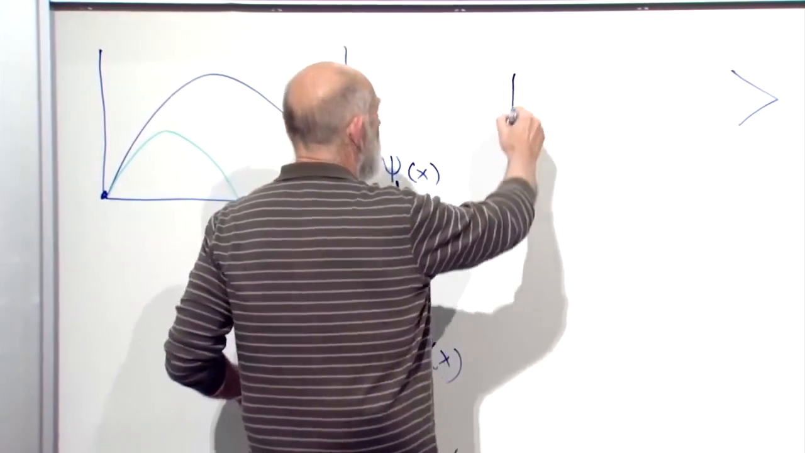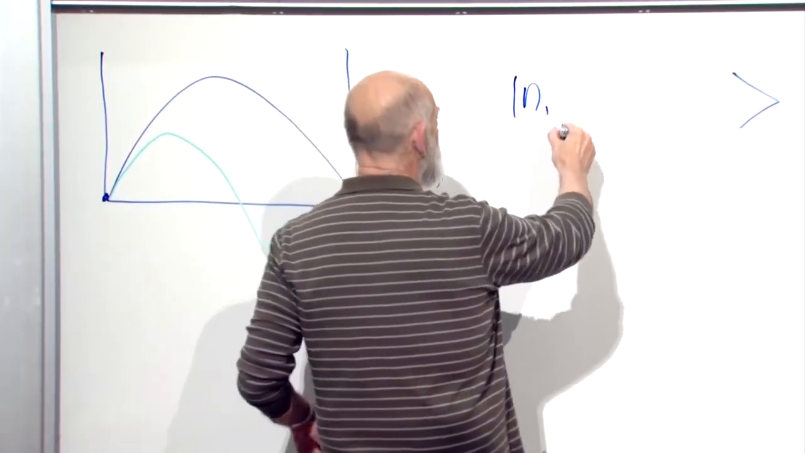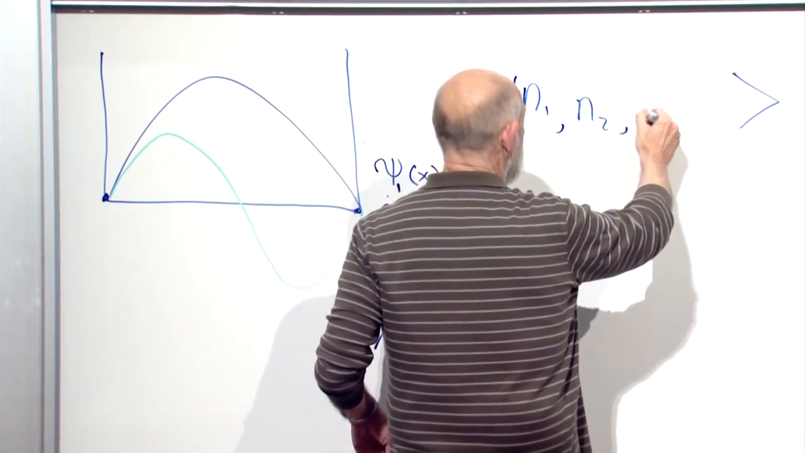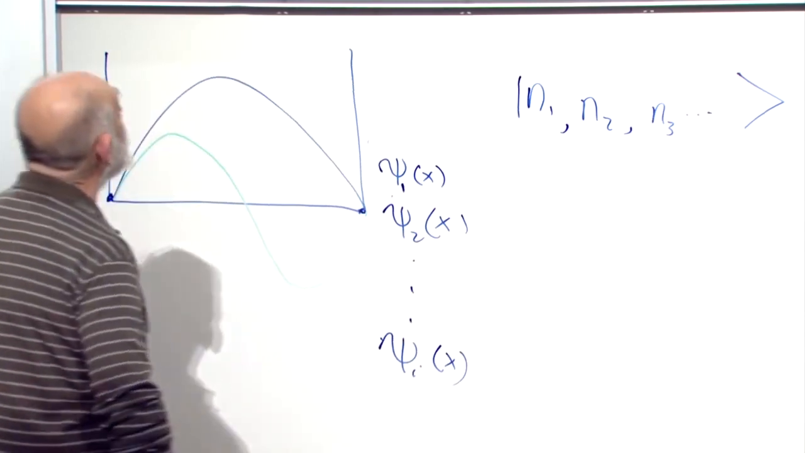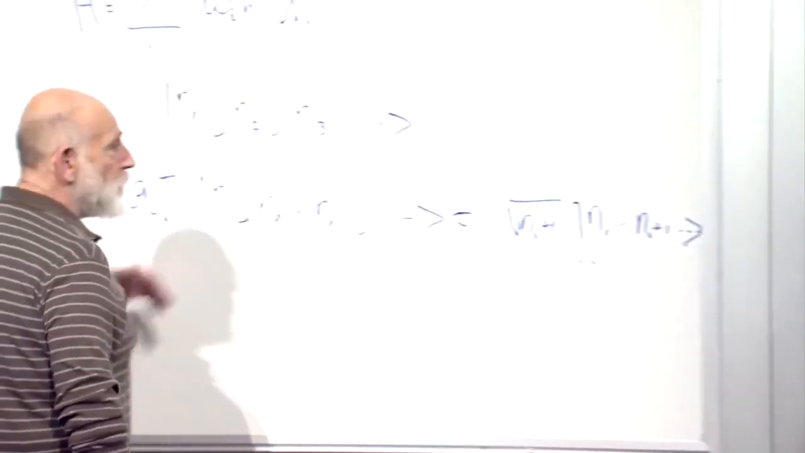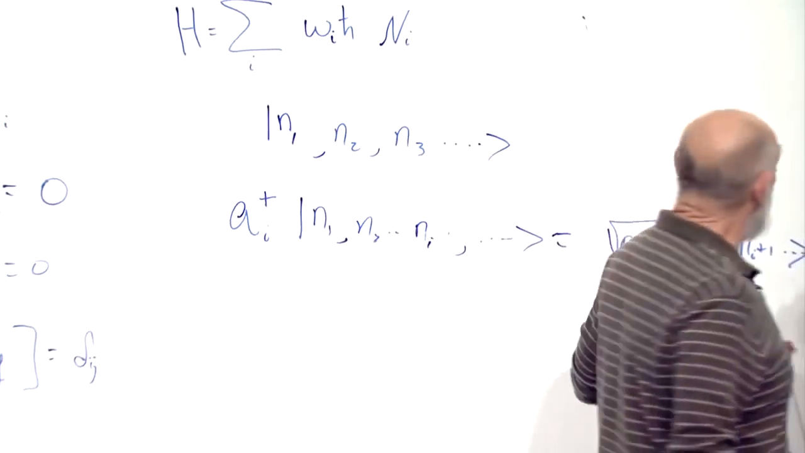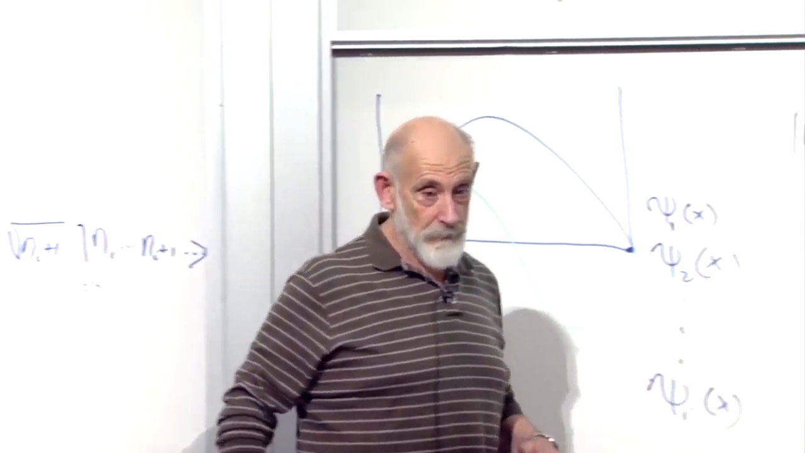Number of particles in state 1, number of particles in state 2, number of particles in state 3. Oh boy, déjà vu. Where is, here it is over here. Absolutely identical to the way I labeled the states of a multiple harmonic oscillator system.